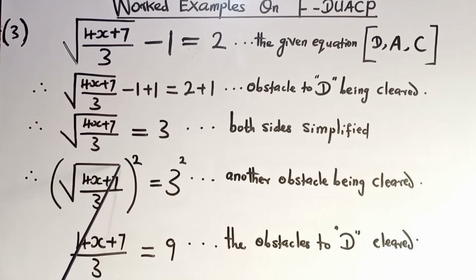That is, all of this raised to power 2 is this thing inside the root sign. So this entire operation here is to ensure that the number under the root sign, which is 4x plus 7 all over 3, comes out the same and without any further root enclosing it.